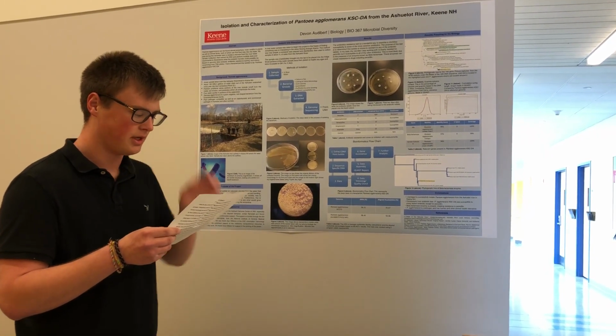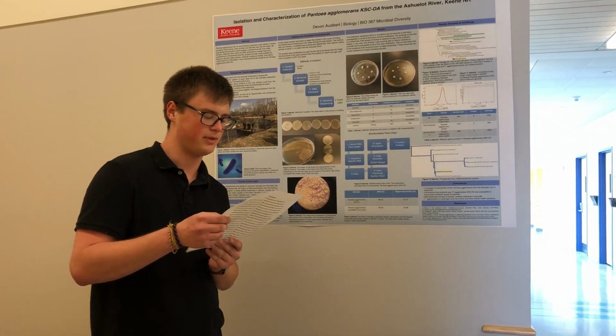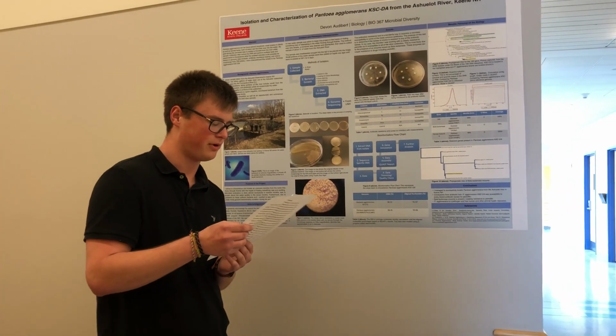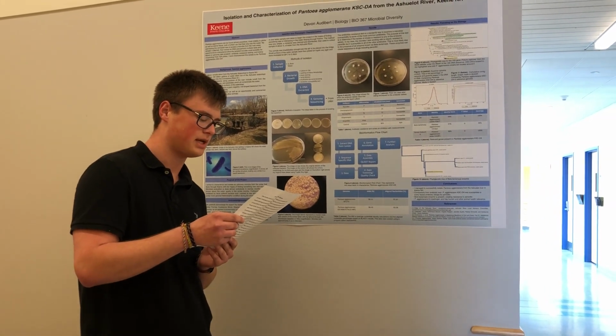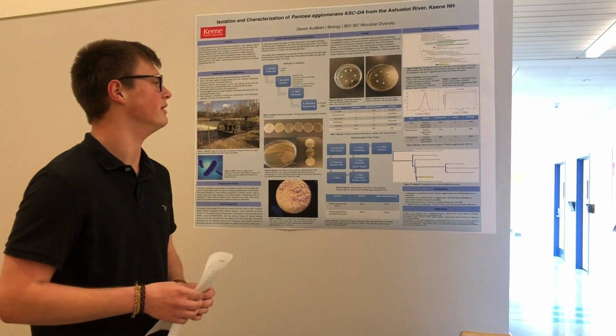So in conclusion, I was successfully able to isolate and identify P. agglomerans from the Ashuelot River. This was confirmed by the microscopy, looking at colony morphology, comparison to similar strains, and the presence of relevant genes such as beta-lactamase and the gyrase subunit. Thank you.